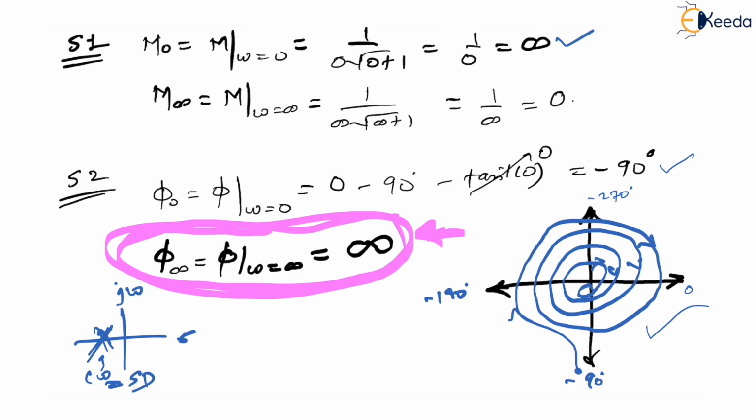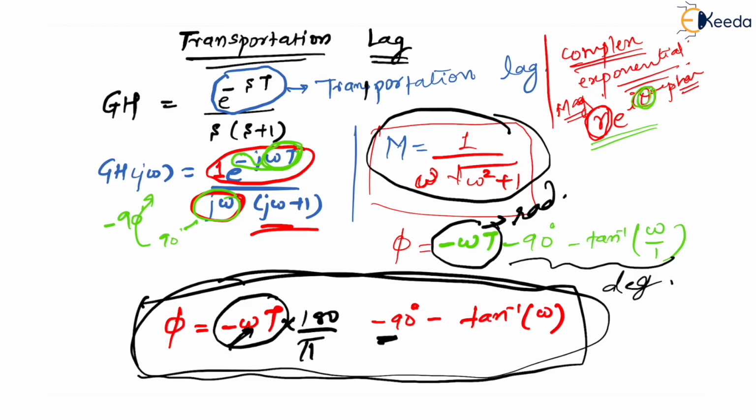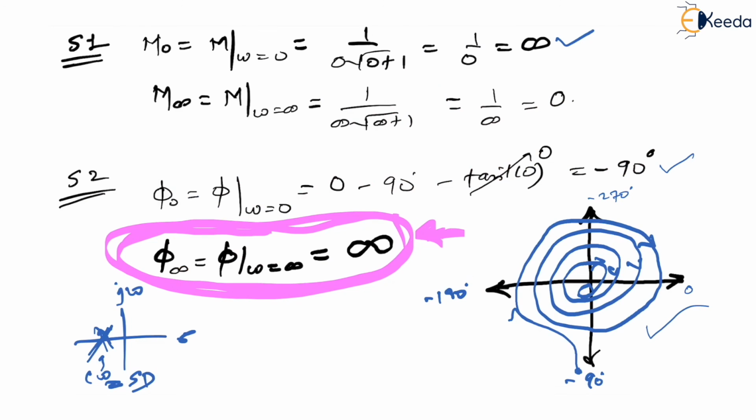Now a student may ask me, sir, what if in place of minus st, I have plus st? Then this direction will become anti-clockwise. It will just reverse, that's it. Everything else will remain the same. So this is the polar plot for transportation lag, which was an exception case, a special case.